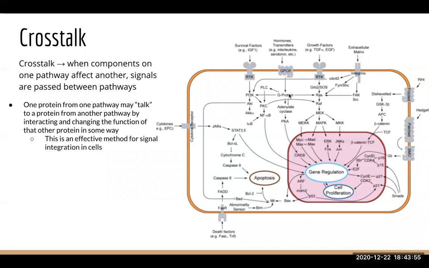G-alpha can go into the cell signaling pathway. It could go into the programmed cell death pathway. That's essentially what crosstalk is. It could go into other pathways and just do its thing there.